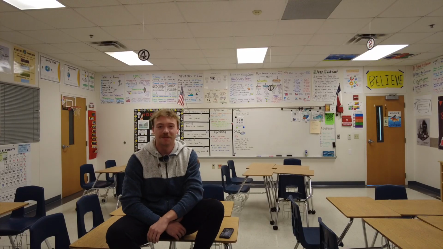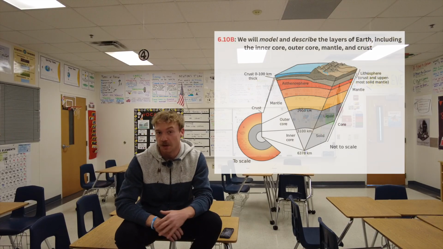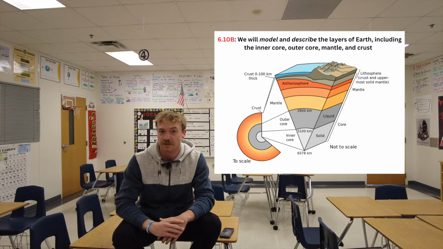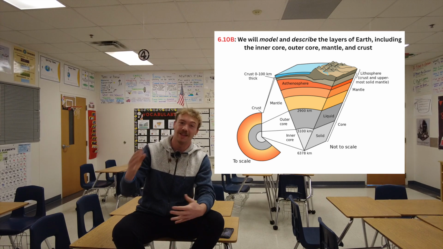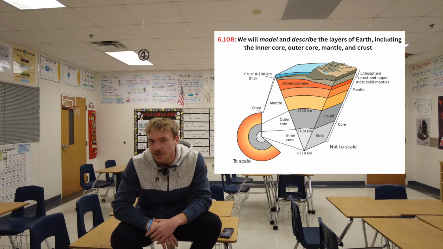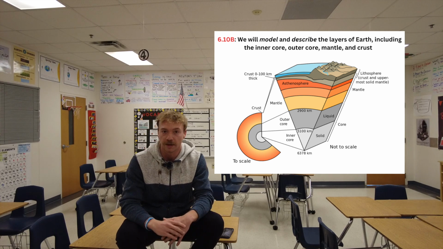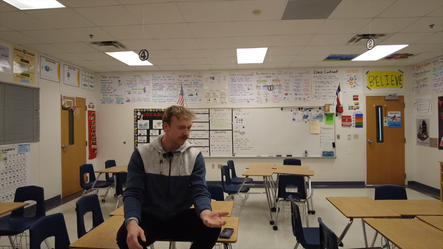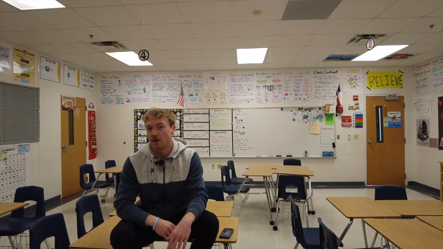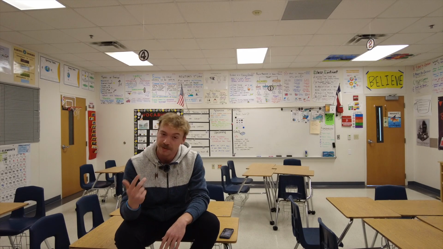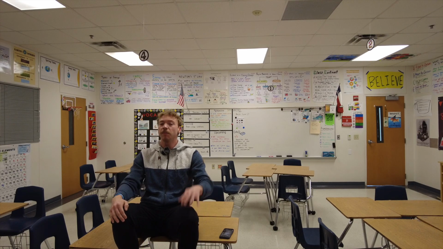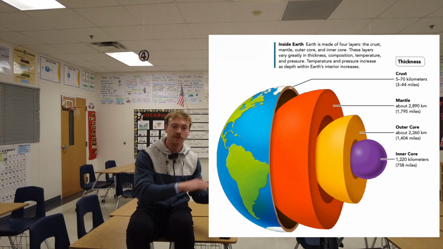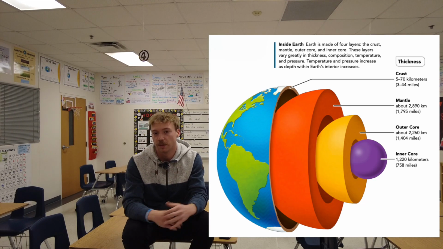So now it's time to move on to the layers of the Earth. And for this class here in 6th grade science, there are four main layers that I need you to know. You can think of the layers of the Earth like the layers of a cake, kind of, sort of, except you can't eat them. The four layers that you need to know are the crust, the mantle, the outer core, and the inner core. I'm going to put a video and a picture up here so you can see what these four layers look like.